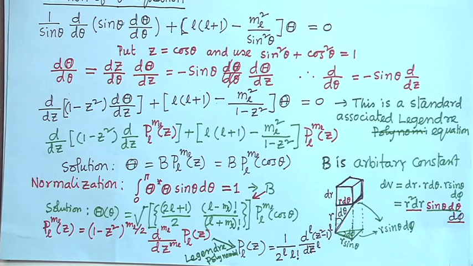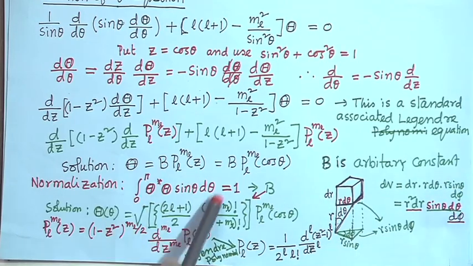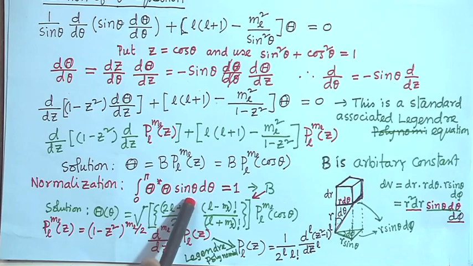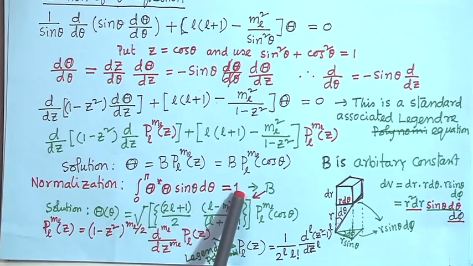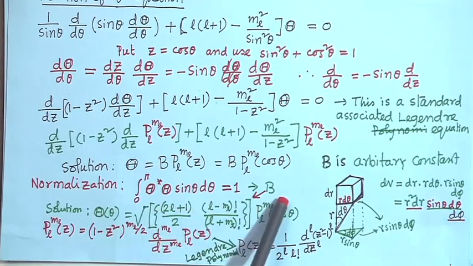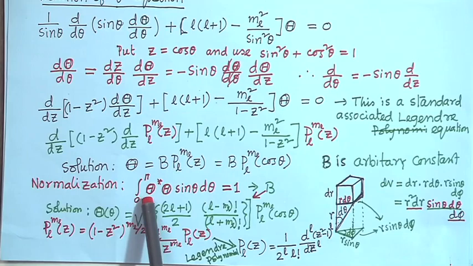Earlier we saw only phi star phi d phi, but here we are taking theta star theta sin theta d theta. That is the reason why I have taken sin theta d theta in normalization. So, this has to be 1: within this angle, the particle has to be there.